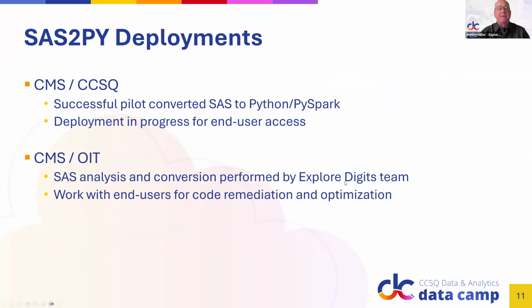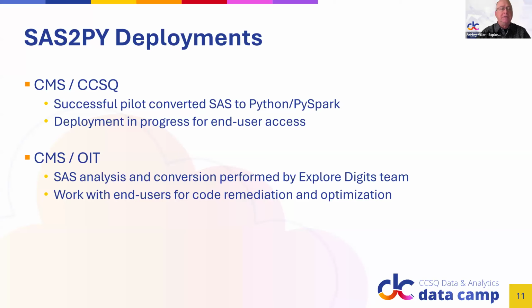So we have two SAS2PY deployments within CMS today, one at CMS CCSQ, where we did a successful pilot. We worked with Derek and the QDAS team, converted SAS to Python PySpark, ran the code, did a data match, to make sure that the SAS results were 100% a match to the results produced by the Python PySpark code. The deployment is actually in progress right now for end user access. So we actually have an AWS environment where this is being stood up and will be made available to the CCSQ team very soon. We're looking for a December launch for this.